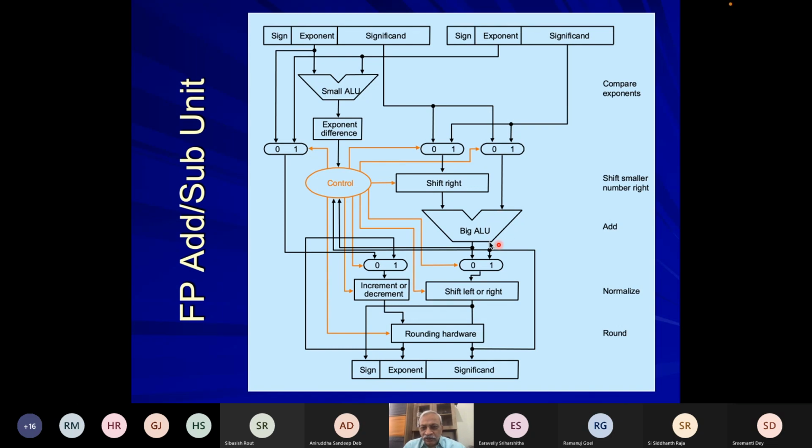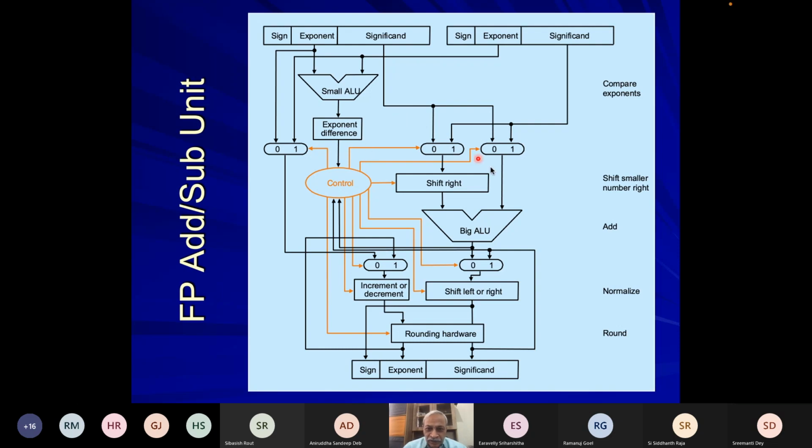As we know, we need to perform addition, subtraction of fraction or adjusted fraction. But before that, we need to compare the exponents. So this ALU first looks at the two exponents, compares them, and finds the difference. The difference tells you which of the significands has to be shifted and by how much.